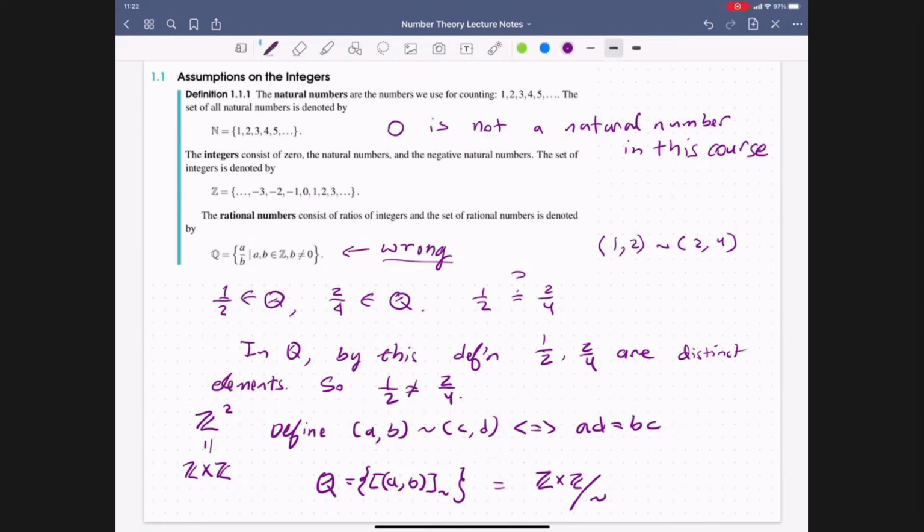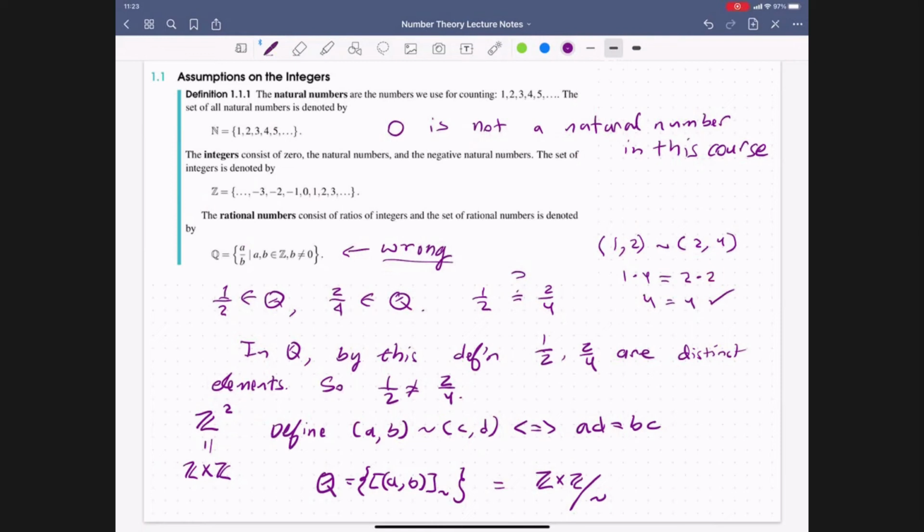So we take A, which is 1, and we take D, which is 4. So we have 1 times 4. And then we can check that this is equal to B, which is 2, times C, which is also 2. And so we do get 4 is equal to 4. So both of these elements are in the same equivalence class.